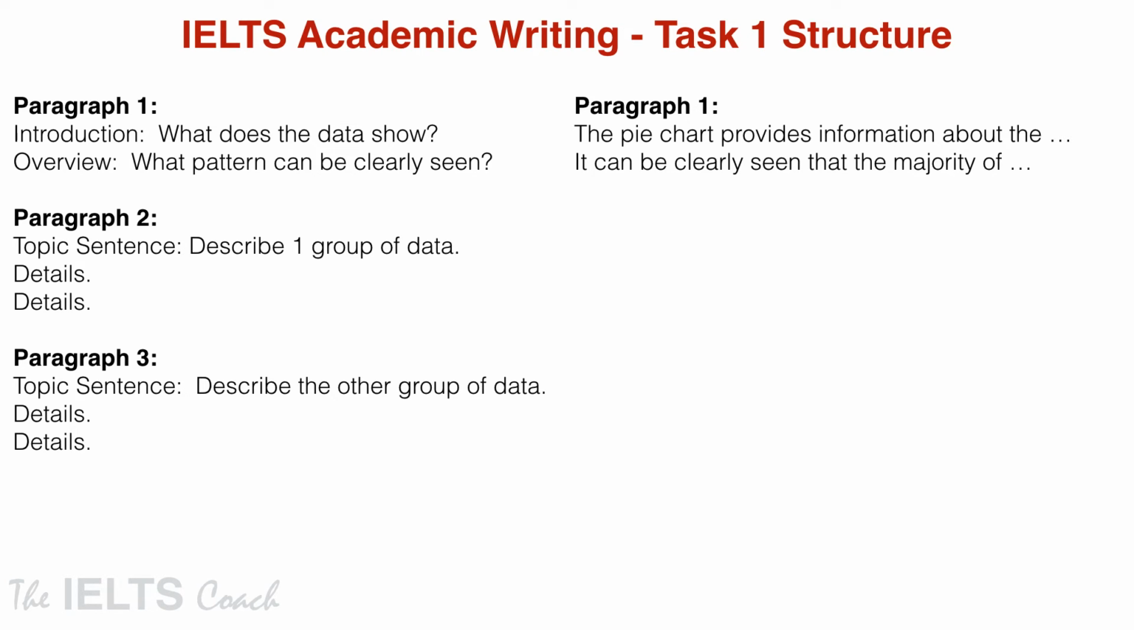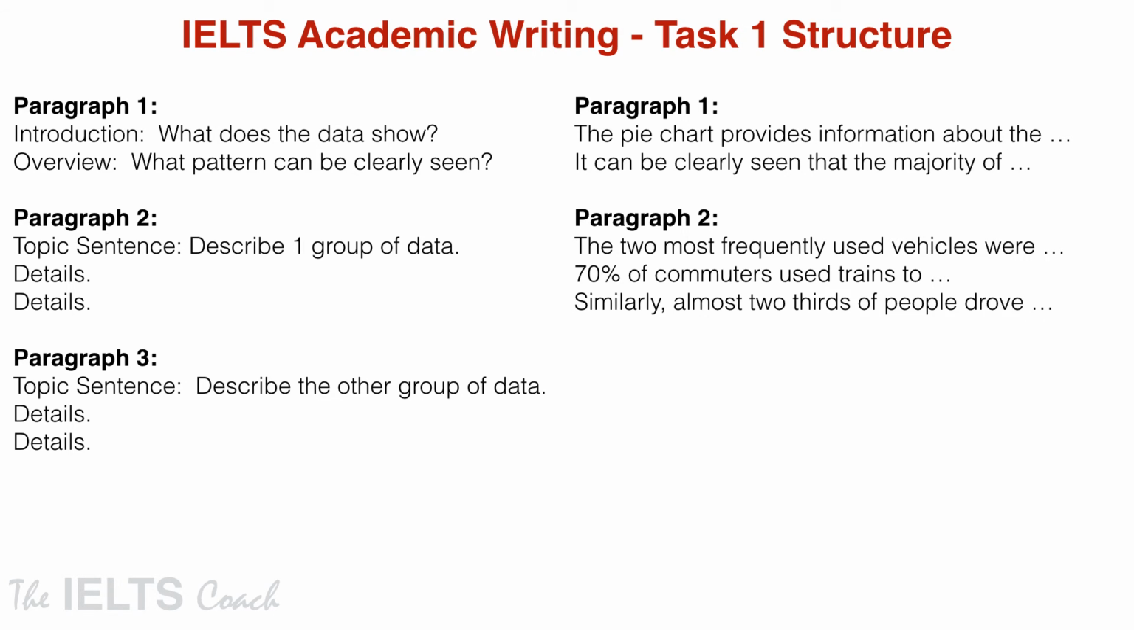Now, when we get into paragraph 2, which group of data are we describing? So here, if we have a chart showing vehicles which are used for transportation, we have the 2 most frequently used vehicles, and then we would have details about those. Okay, details about one of the vehicles, details about the other. Also, comparison could be included as part of the details. Paragraph 3, the least common vehicles that were used. So that's how we have divided the data.